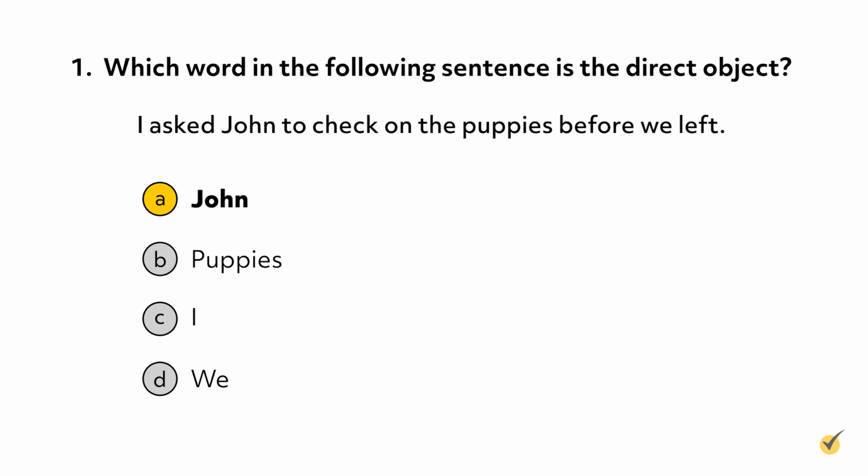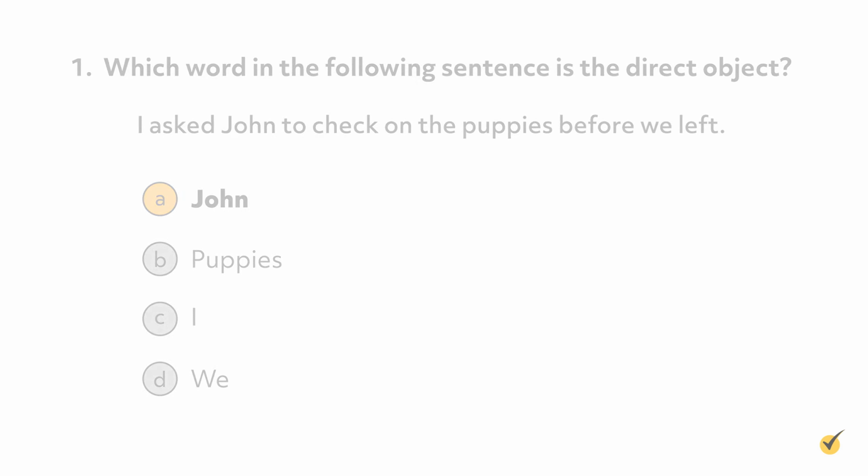The correct answer is A. The direct object is the receiver of the action. In this case, John is the person being asked, so John is the direct object. Puppies is the object of the preposition on, I is the subject of the sentence, and we is the subject of the adverbial phrase before we left.